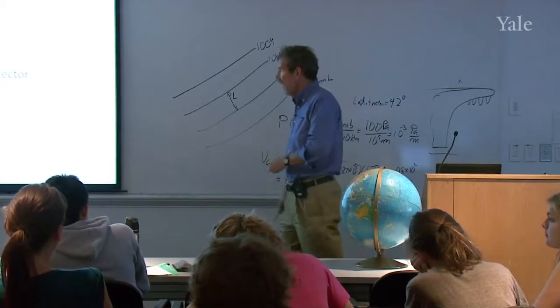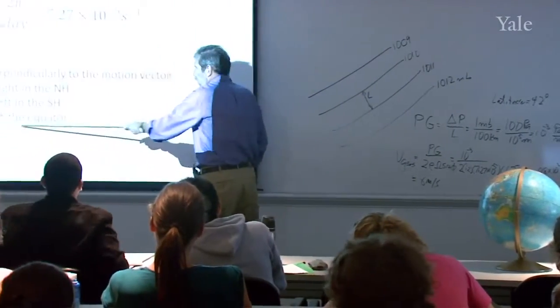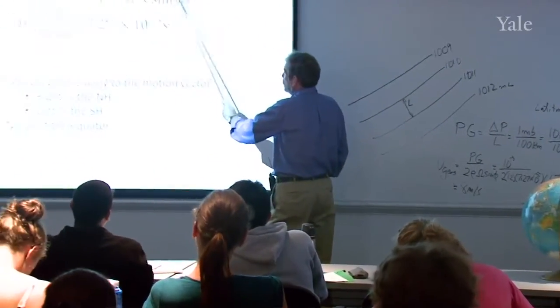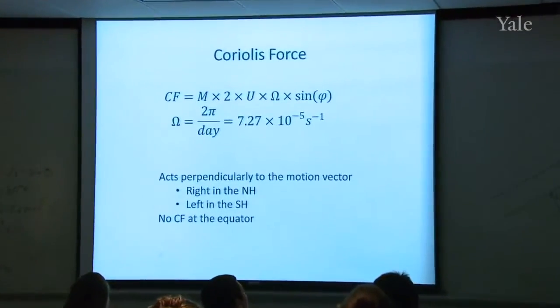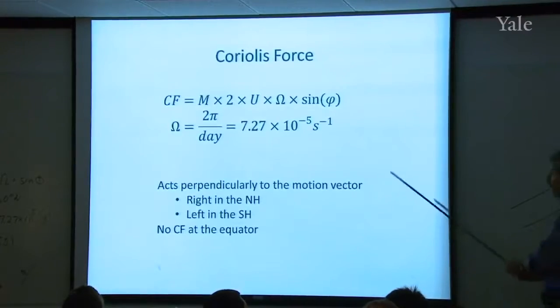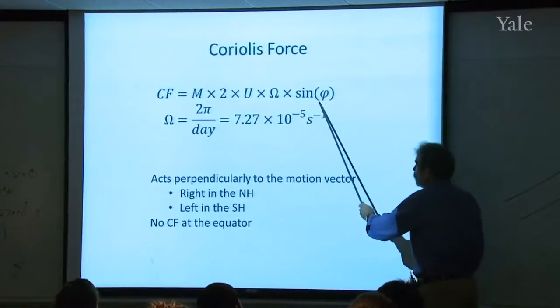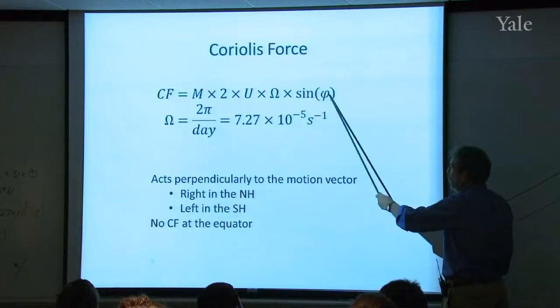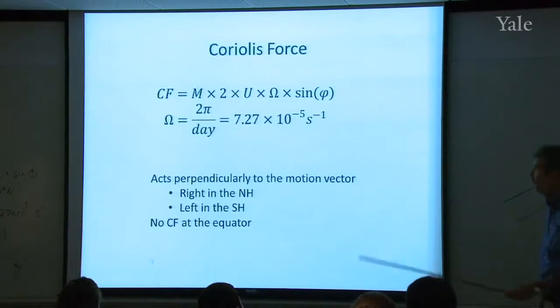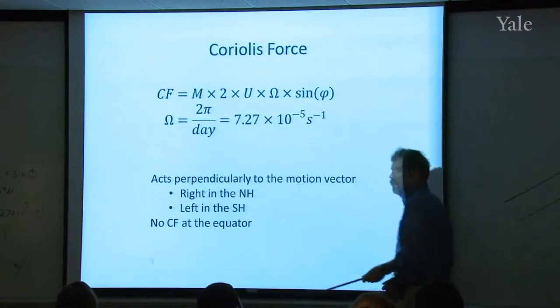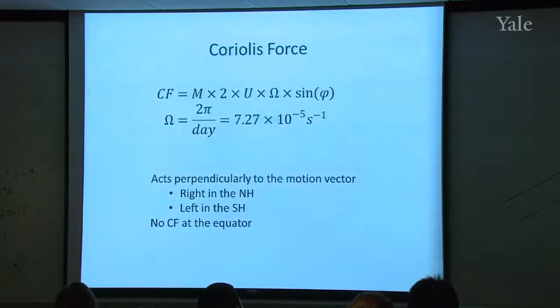Absolutely. And there's no Coriolis force at the equator, and you'll see that right here because if you put in 0 degrees for latitude at the equator, the sine of 0 is 0, and so there's no Coriolis force at the equator. And of course, it's strongest at the poles. At the poles, latitude is 90, the sine of 90 is 1, and you get everything else here for the strength of the Coriolis force. Questions there? Let me do a little example. I put one up on the board here.